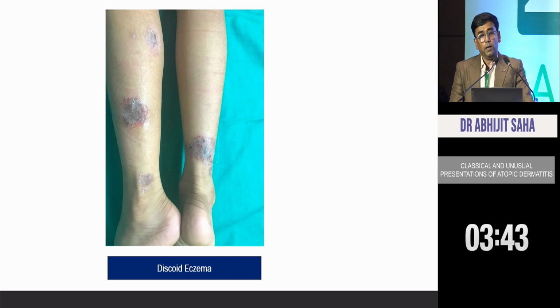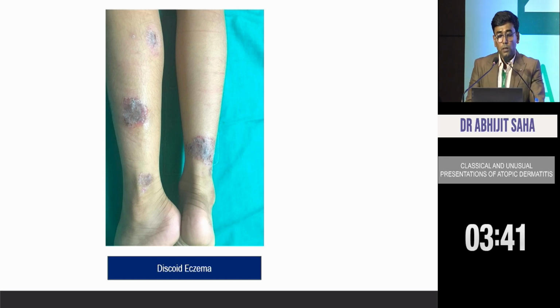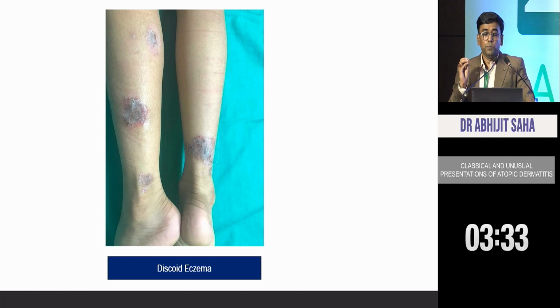And again, in contrast to the common belief that discoid eczema is a specific entity, actually it has been proved that an atopic child can present with multiple patches of discoid eczema. Unless and until he or she is an adult patient, discoid eczema should not be considered as a separate entity. It's no longer a truth.